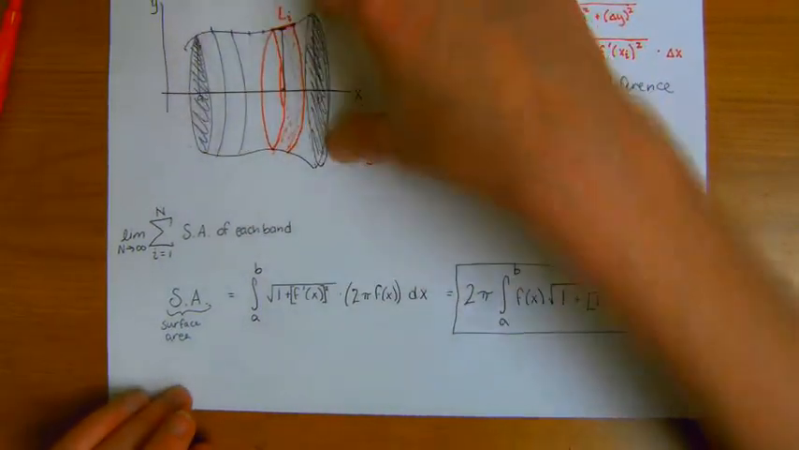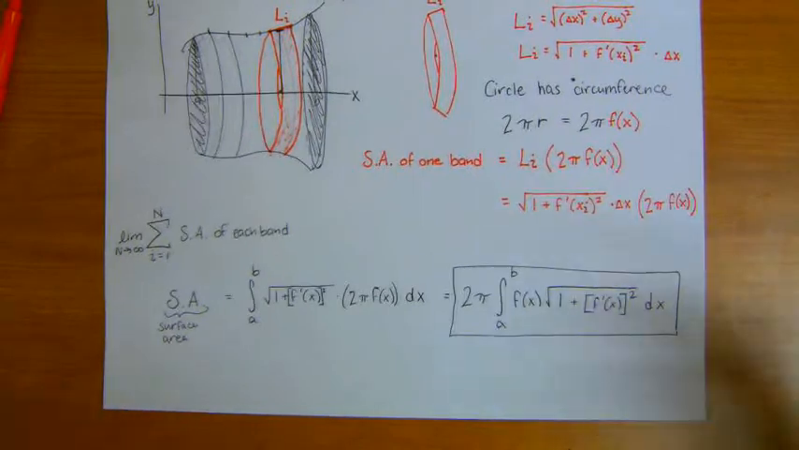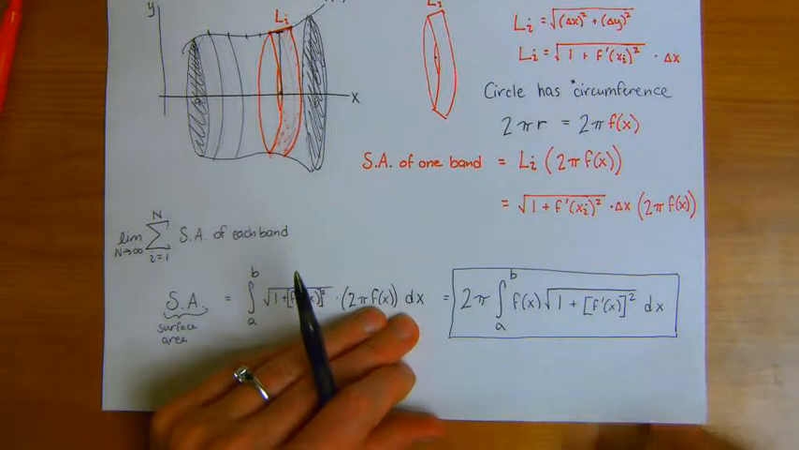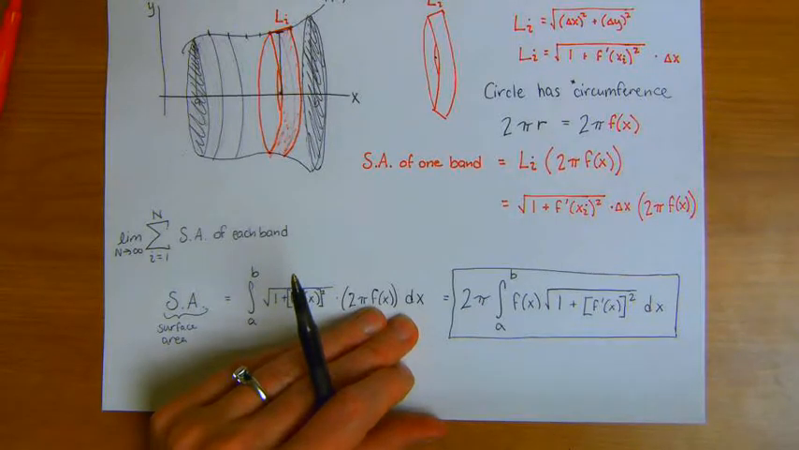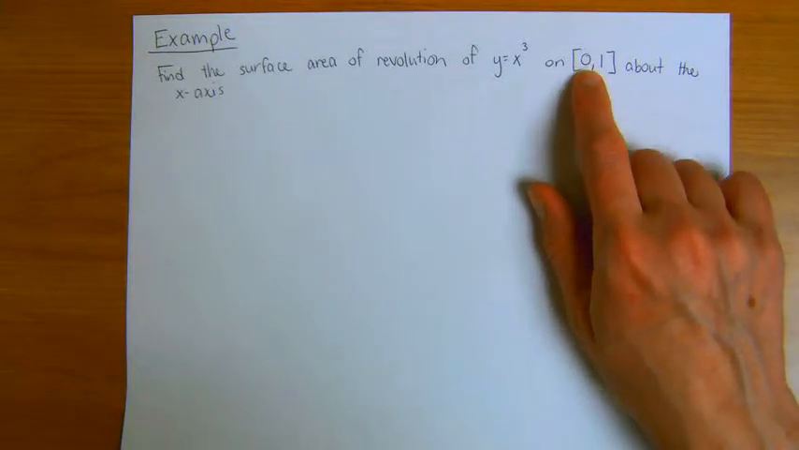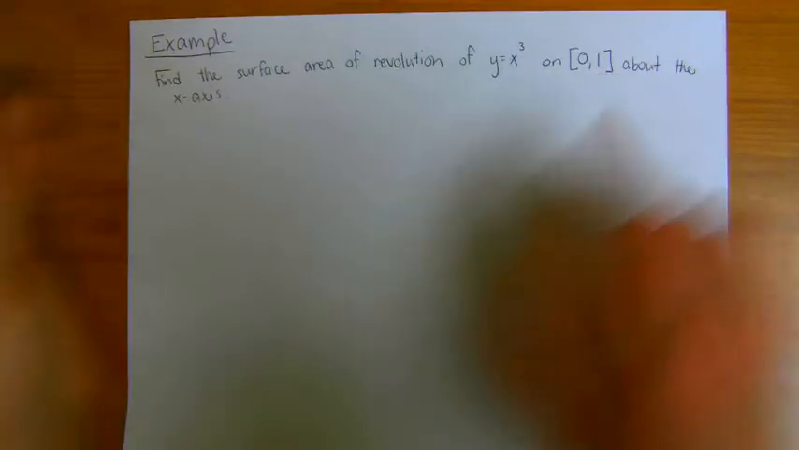It's only the red bands around the outside. So using this formula, let's go ahead and compute an example. And like we saw with arc length, it's frequently the case that you can't actually compute it by hand. So let's look at this example. Suppose we wanted to find the surface area of revolution of the function y equals x cubed on the interval from 0 to 1 about the x-axis.